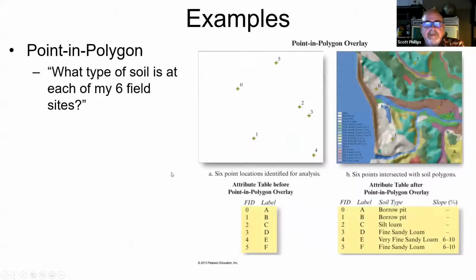So, simple concept. Point and polygon operations. Well, you might have samples at 6 field sites. You might want to know, what is the soil designation at each one of my field sites on the soil map? You can do an overlay operation that transfers the soil information to the point features. So here you have your A, B, C, D, E, F sites, and now for each one, you have the soil type added to it with the point and polygon operation.